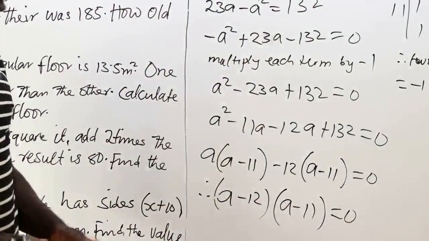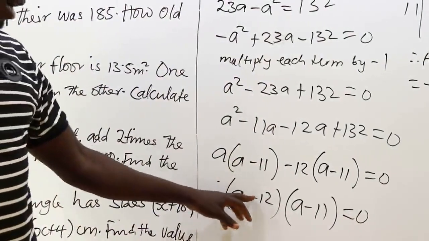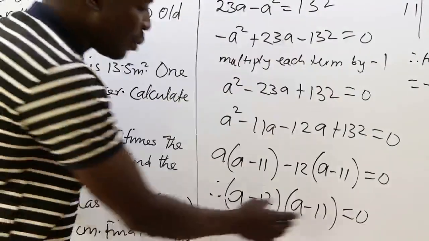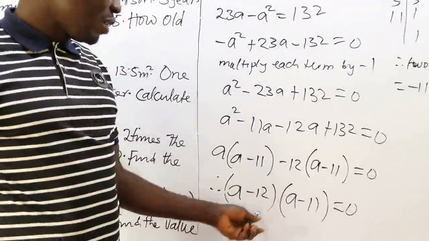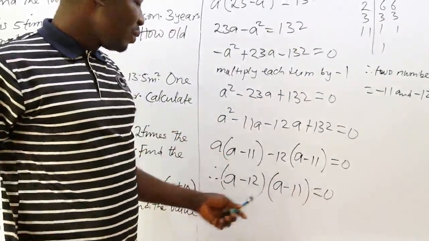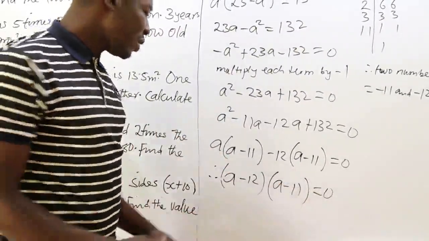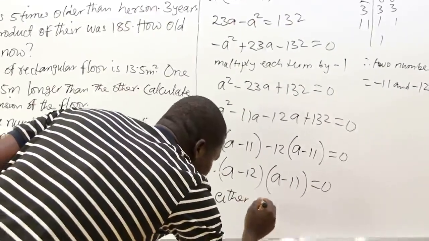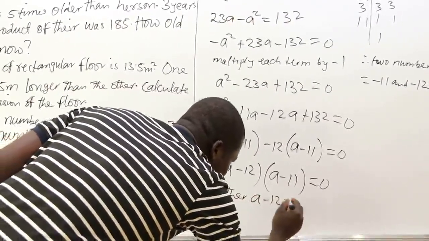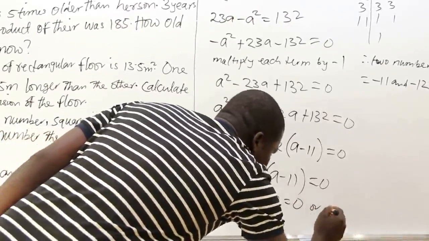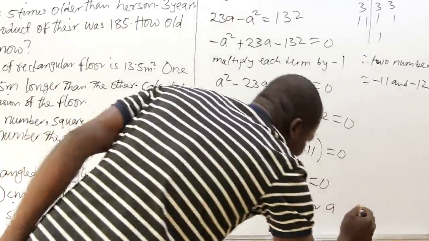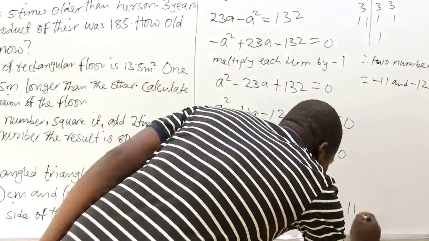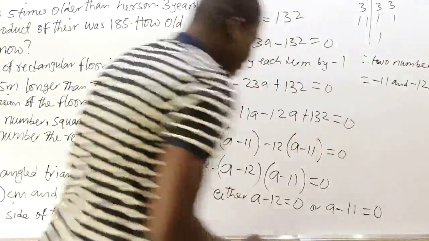By implication, we are saying that among these two brackets, a minus 12 and a minus 11, one of them must be 0. So for this to be 0, we either say a minus 12 is equal to 0, or a minus 11 is equal to 0.